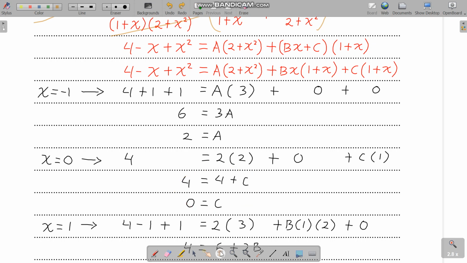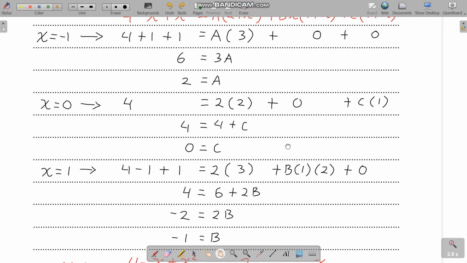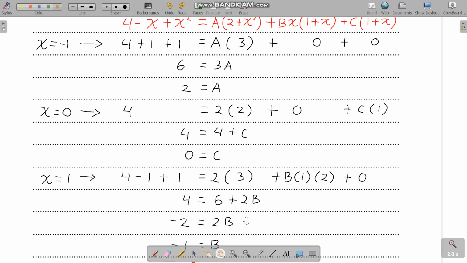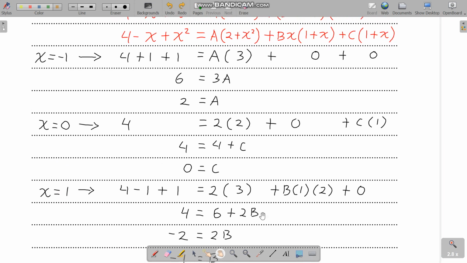Now for the last coefficient, because we already have the two other coefficients, just plug in anything random, but we want to use something simple, so just use 1. So replace all the x with 1. So when we plug in 1, we get 4 minus 1 plus 1, and if you plug in 1, this is 3a, but the a is 2.